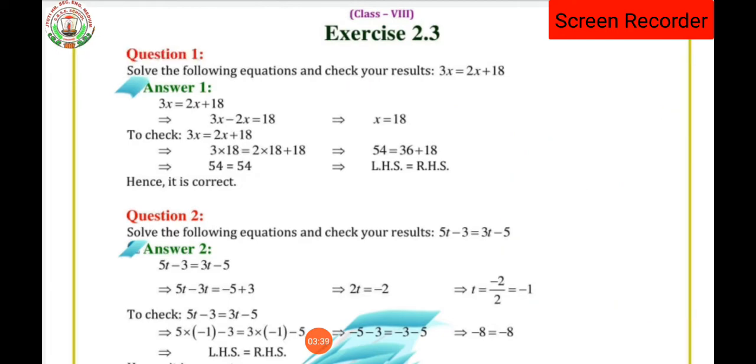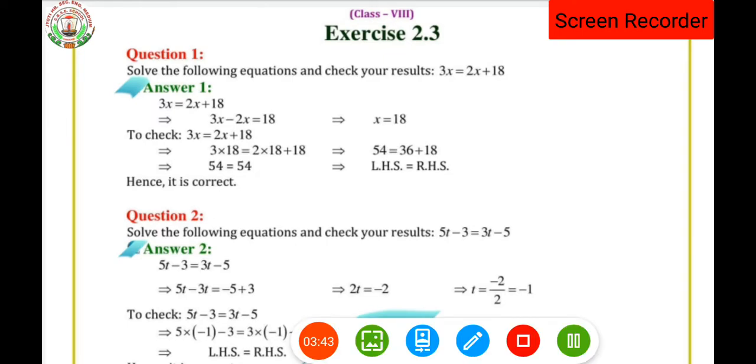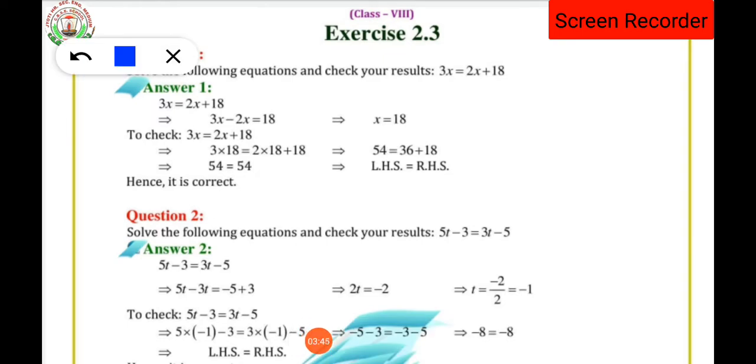Now look at the second part of the question. Again in the second part of the question, we have to do the calculation. First we have to solve it, then we have to find the value. Okay, so here after finding the value of the variable t, we have to check the result. So what is the equation we are having? 5t minus 3 equals 3t minus 5. This is the equation we are having.